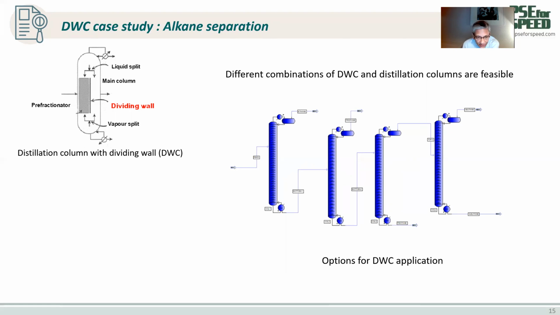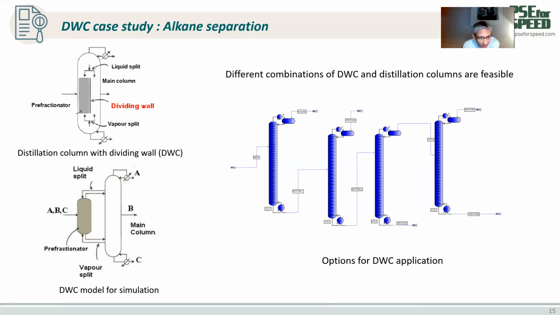This kind of column can be simulated by the well-known Petliuk column, where you can see the prefractionator on one side and the main column. The important issues here are what is the liquid split, what is the vapor split, and if we can find those values, will it always give us a better reduced energy in all cases? We can see that afterwards. But first we can see how many ways we can put this dividing wall column into the process flow sheet that we have on the right.